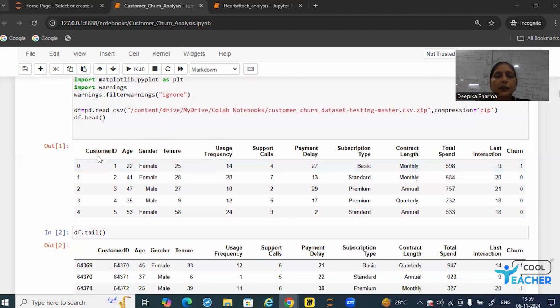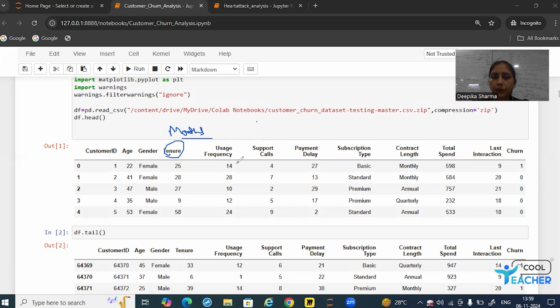If we look at the total number of features here, customer ID is present, age is present, gender, and tenure. Tenure means how many months the customer is retaining with us. This particular feature, tenure, is related to the months, that is, how many months the customer is retaining with the company's services or products.